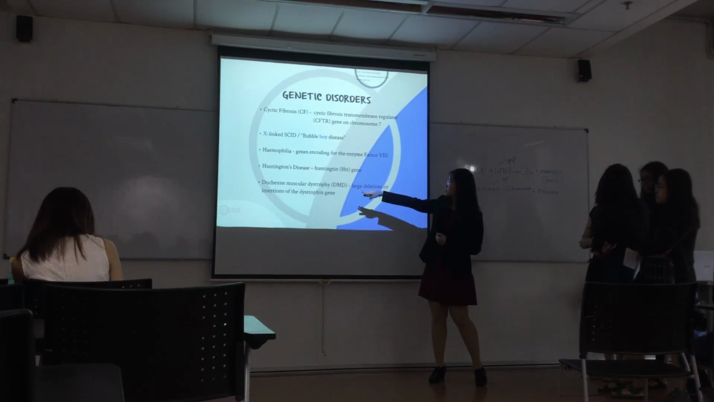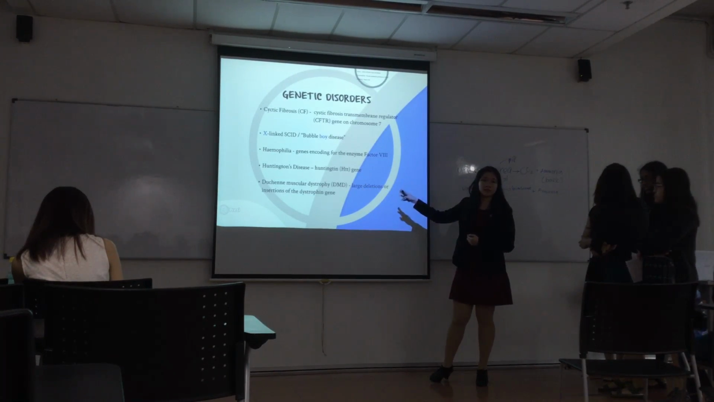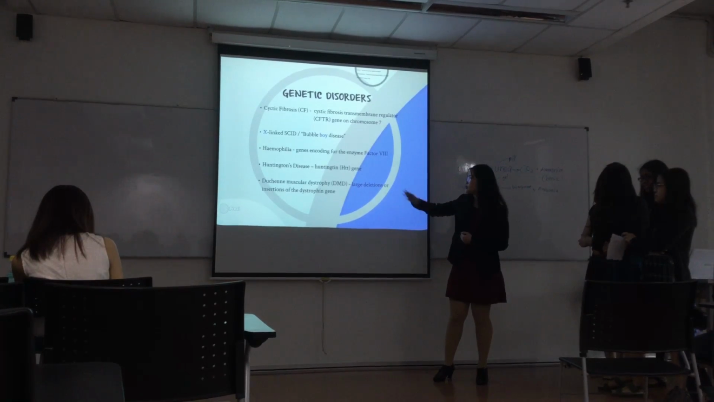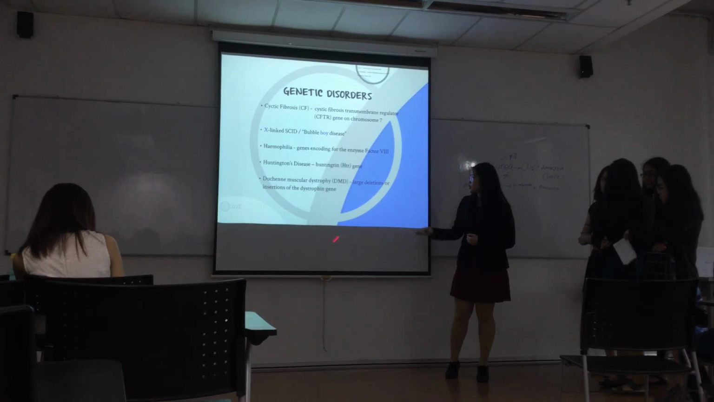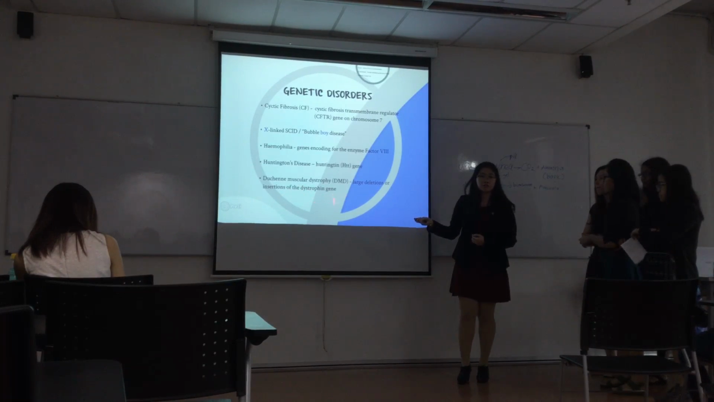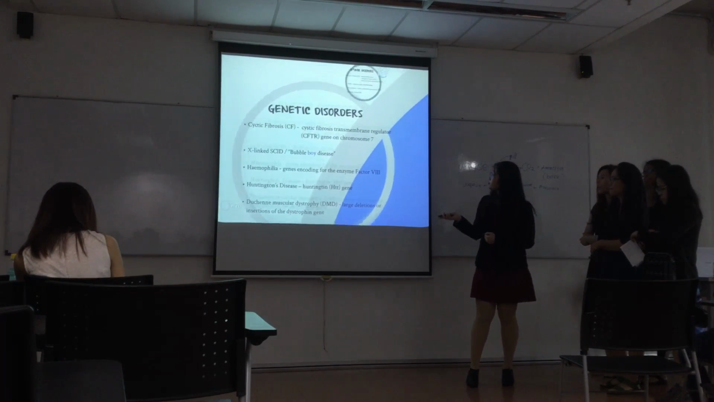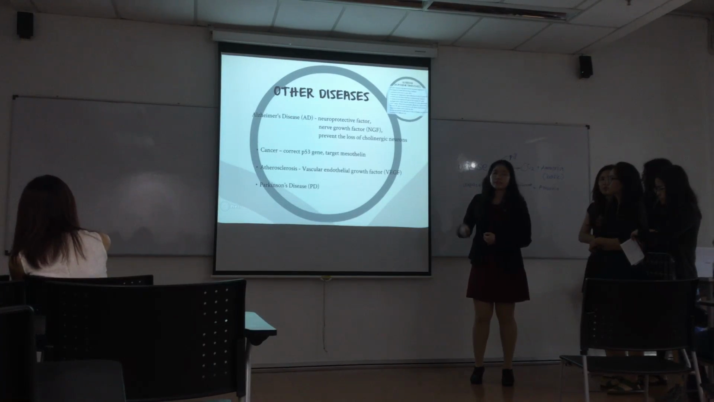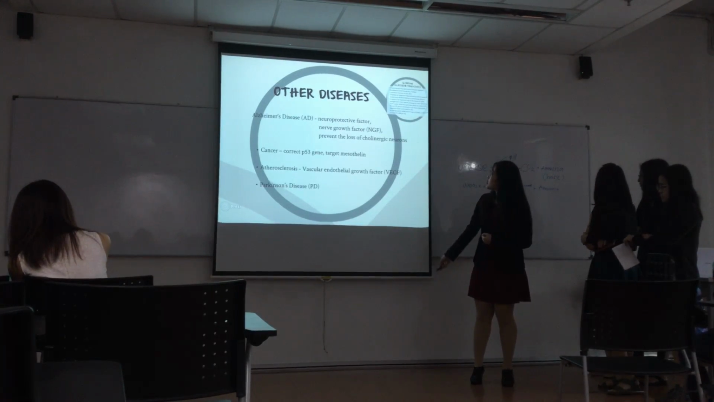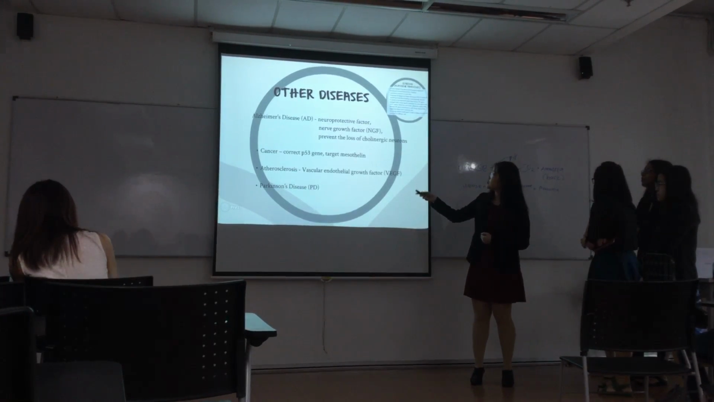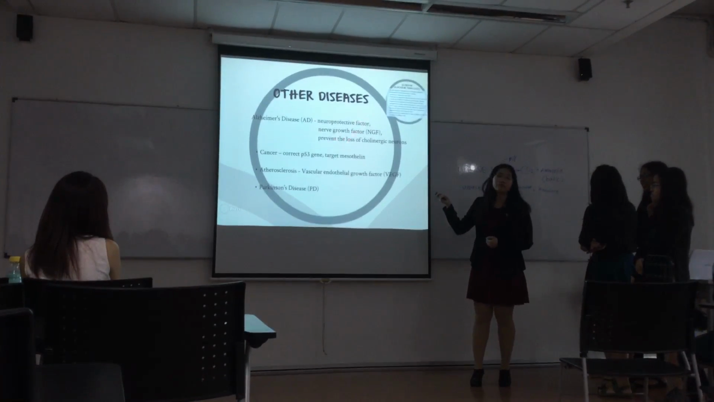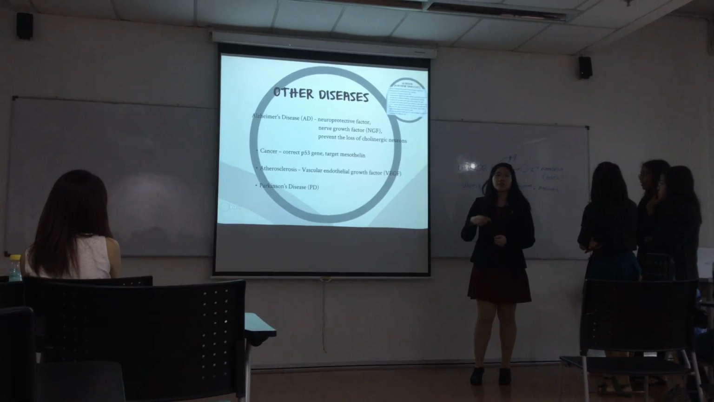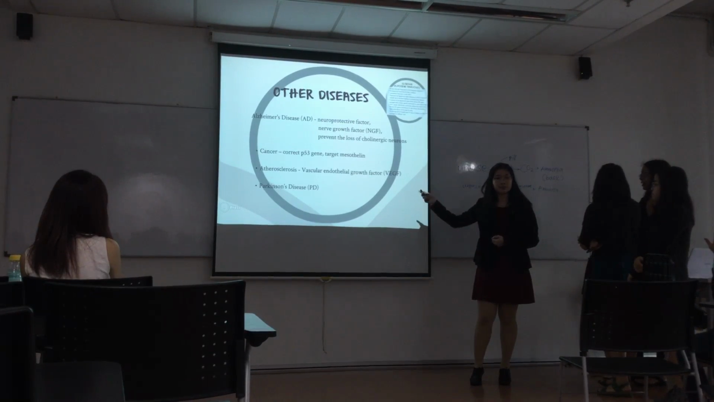And Huntington's disease, where there's a mutation on the Huntington gene. And Duchenne muscular dystrophy, where there is a large deletion or insertion of the dystrophin gene, so we have very weak muscles. And other diseases, for example, Alzheimer's. To treat this, they use gene therapy to introduce neuroprotective factor or nerve growth factor so that we can prevent the loss of cholinergic receptors.